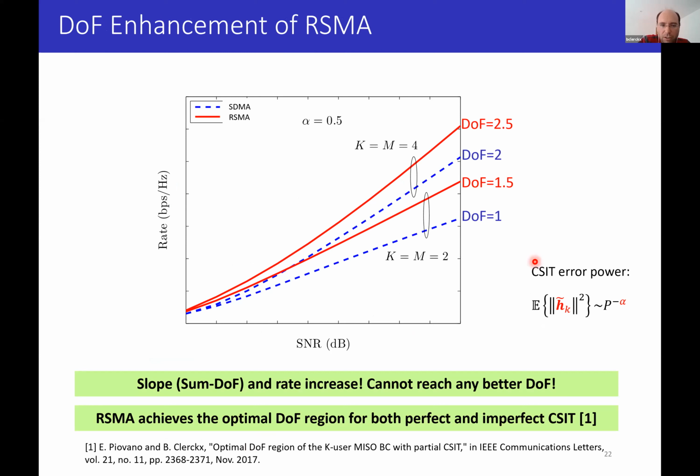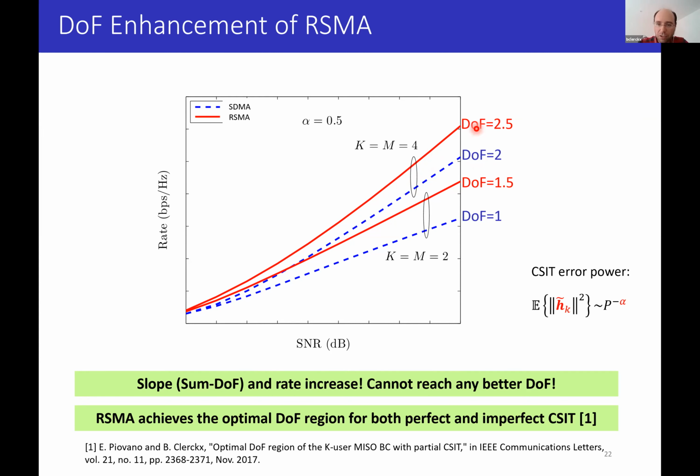So this is a DOF enhancement. The slope is increased. This is a scenario where we have imperfect channel state information at the transmitter, and I just want to show you the increase in DOF. The blue one is what you would get with SDMA. The red one is what you would get with rate splitting multiple access. You get a 50% gain in terms of slope when you have a 2-user, 2-antenna system. If you go here for 4 antennas, 4 users, you get an increase from a DOF of 2 to a DOF of 2.5. But this is when we have imperfect CSIT.